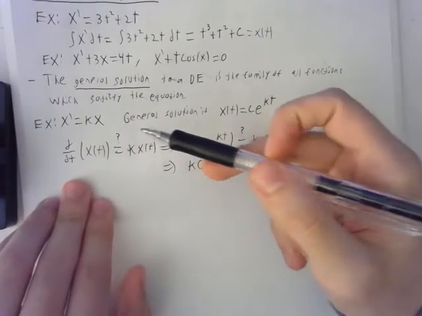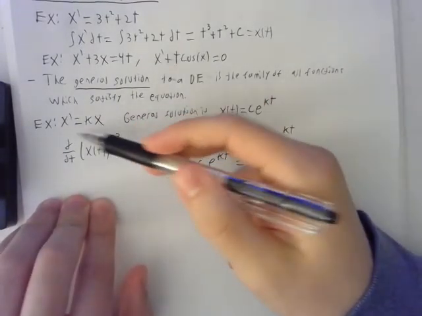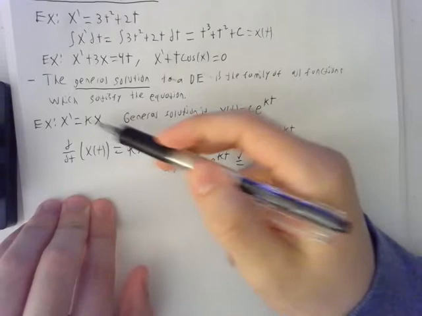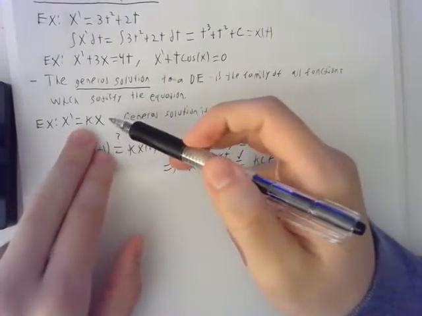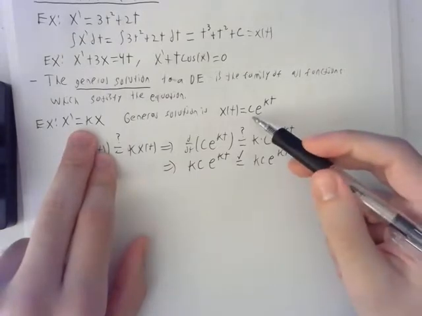So this is a common equation known as the exponential growth equation, and for now you should just recognize if you have this equation, the solution will look like this.